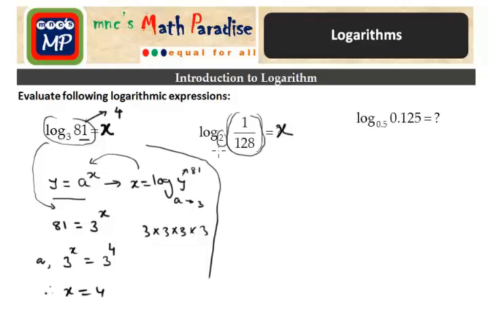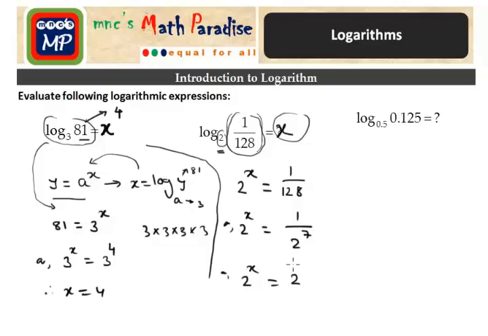So we will take base 2 first, then raise the power x equals this value 1 division 128. Now we will solve this as an exponential equation. So 2 to the power x equals, if we convert 128 into exponential form, we will get 2 to the power 7. Now 1 division 2 to the power 7 can be written as 2 to the power minus 7. So from here 2 to the power x equals 2 to the power minus 7. So we will get x equals minus 7.